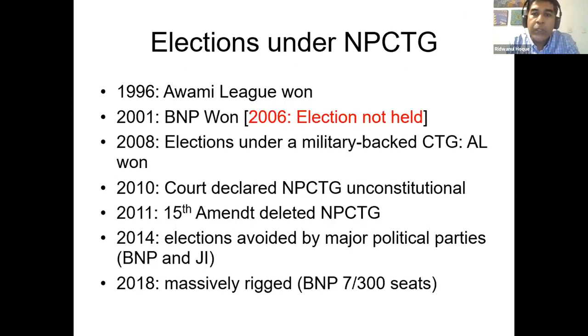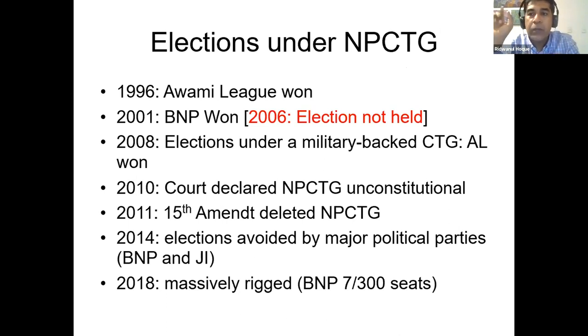However, under the caretaker government system that was introduced in 1996, there were several elections: in 1996, in 2001, and in 2008. However, in between, the election was due in 2006, and that election could not be held because the then BNP ruling party wanted to manipulate the caretaker government system that it introduced in 1996 by increasing the retiring age of the Supreme Court judges.